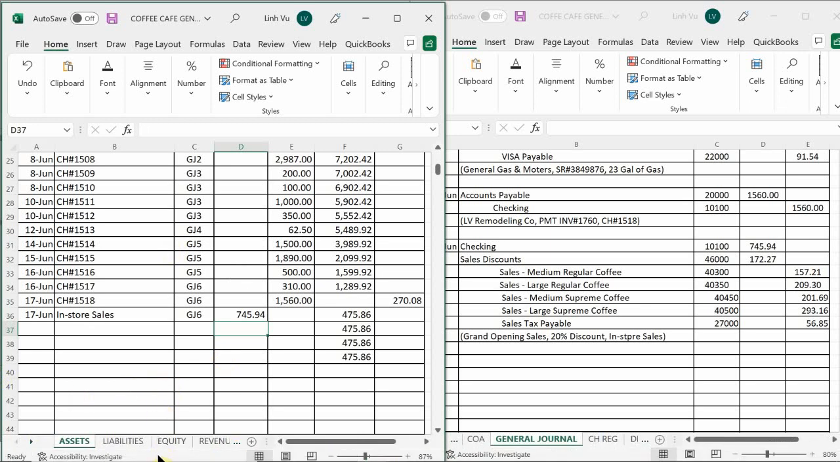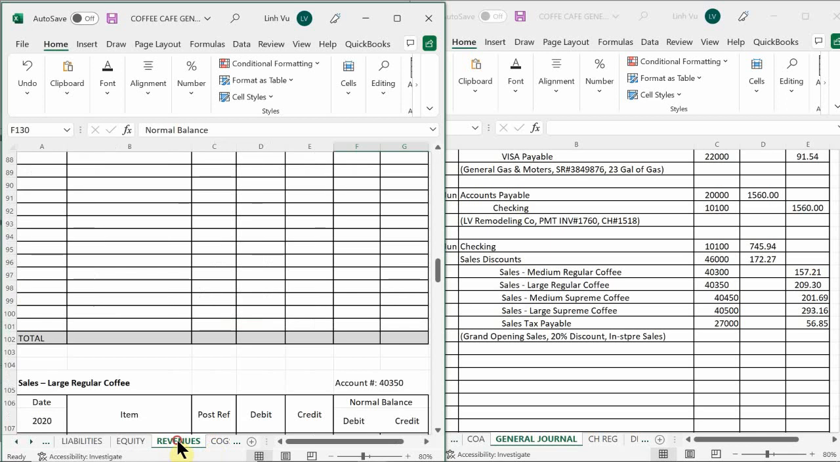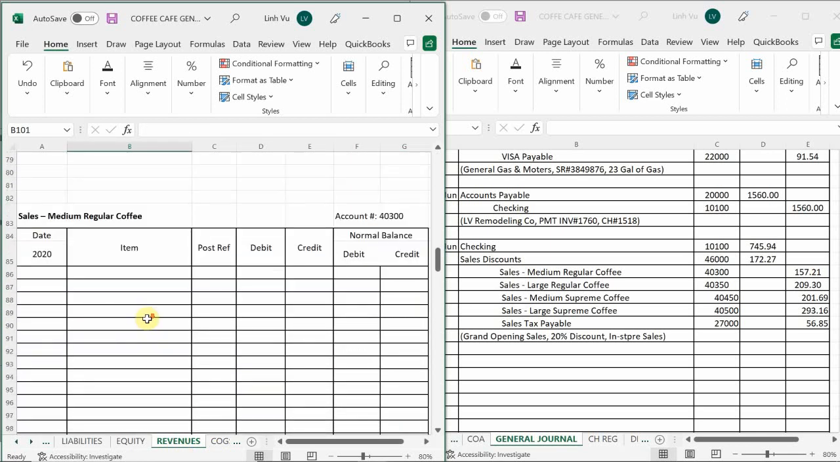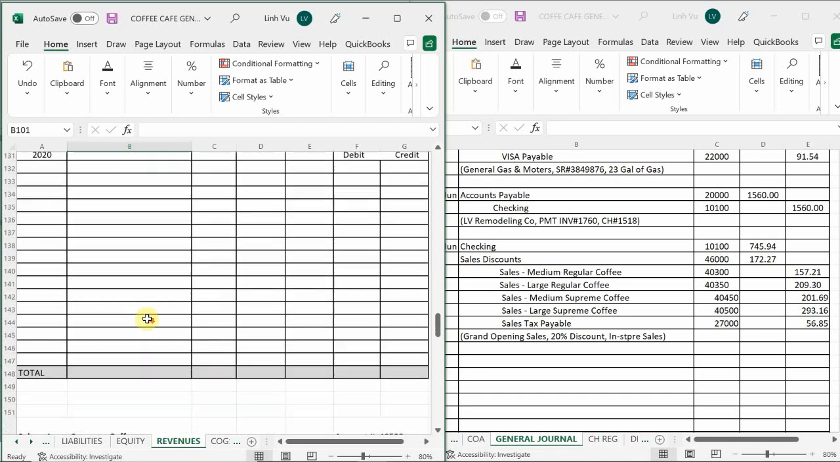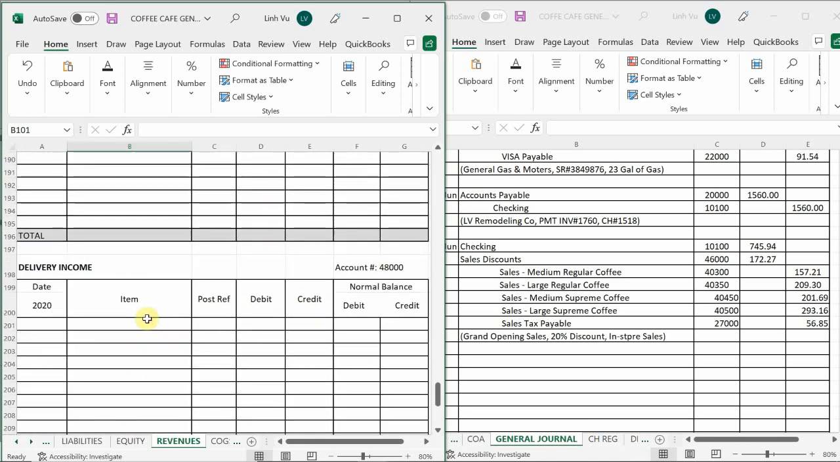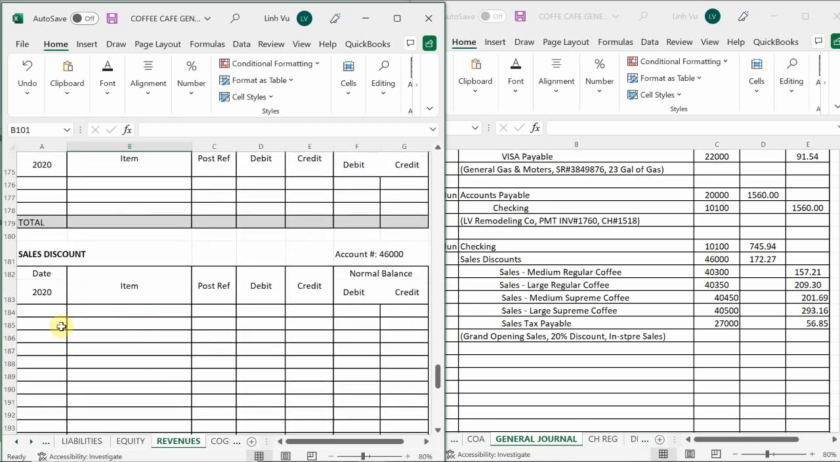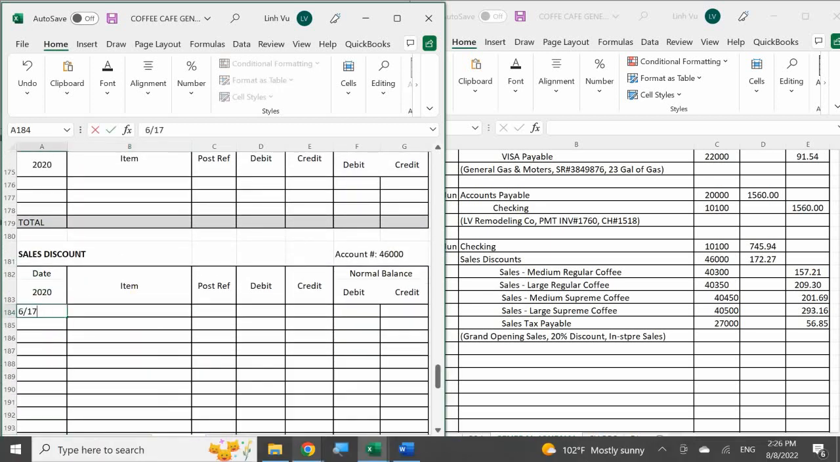Next is sales discount. So it's a revenue, right? Because sales discount is a sales, but it flows in the opposite direction because it's a contra account. So let's see. There it is. Grand opening sale, 20%. Grand opening, 20% discount. Page 6.